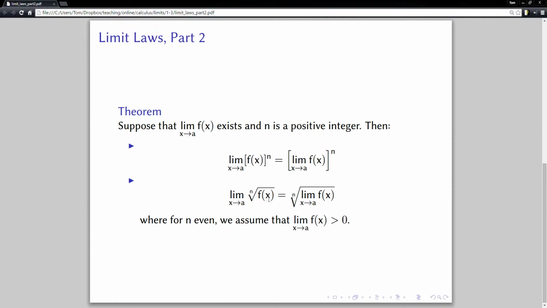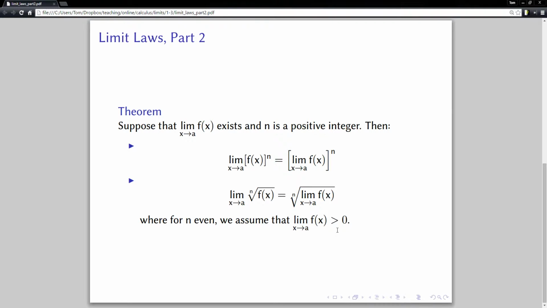And the second law here is about the nth root of a function, and we can see that the limit as x goes to a of the nth root of f of x, provided that this limit exists, what we can do is just take the limit as x goes to a of f of x, the function underneath the nth root part, and then get that number, and then take the nth root of that to get the answer. For this one, if n is even, we've got to assume that the limit as x goes to a of f of x is positive.